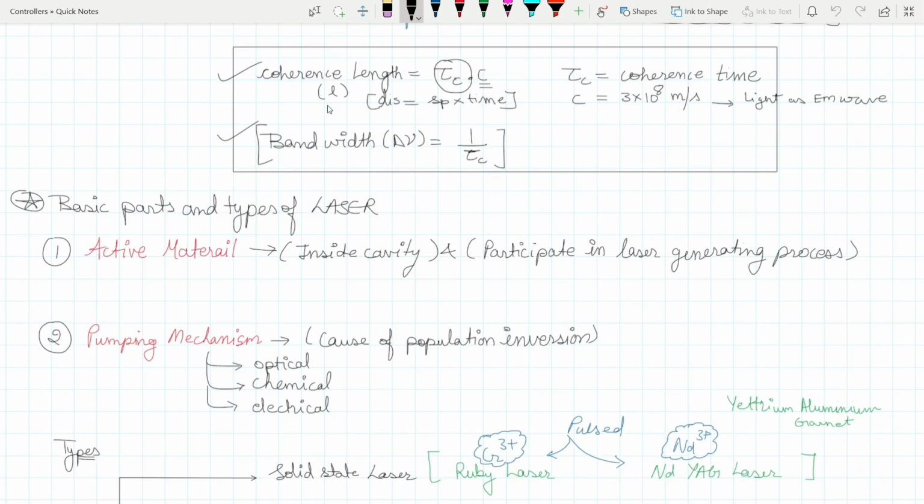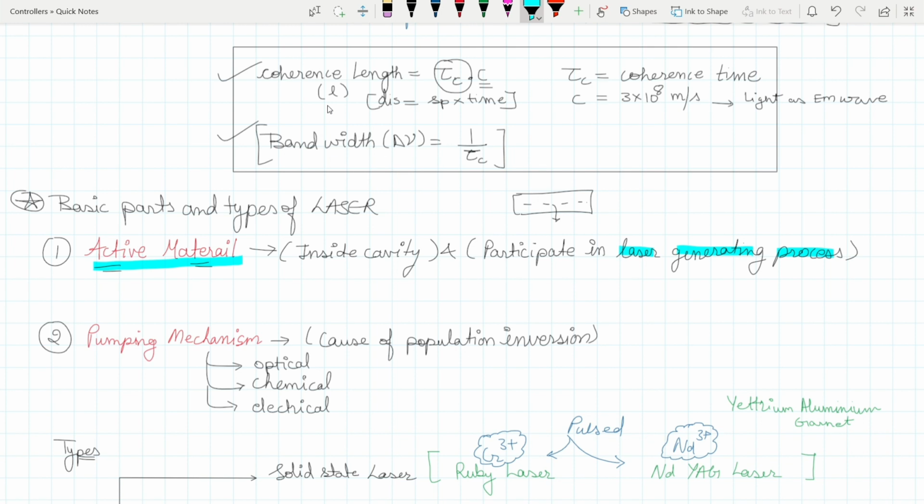Yeah, so let's discuss the basic parts of a laser and the different types of laser. The first one is the active material. Generally, for the cavity we consider for the laser, whatever material is present in this cavity, we can say it is the active material. It participates in the laser generating process.